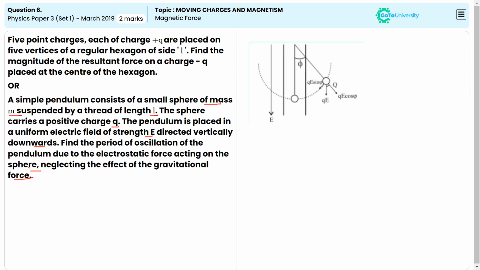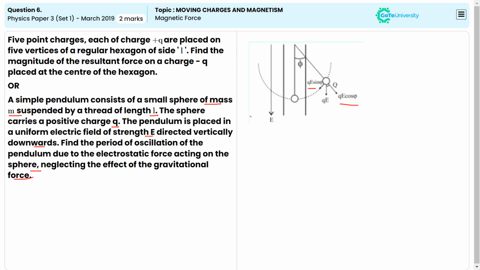Here, this is a simple diagram. The positive charge Q is there here, at an angle of deflection equal to phi. Then this is QE sine phi, and this angle is equal to phi here. This is QE, and this is QE cos phi.